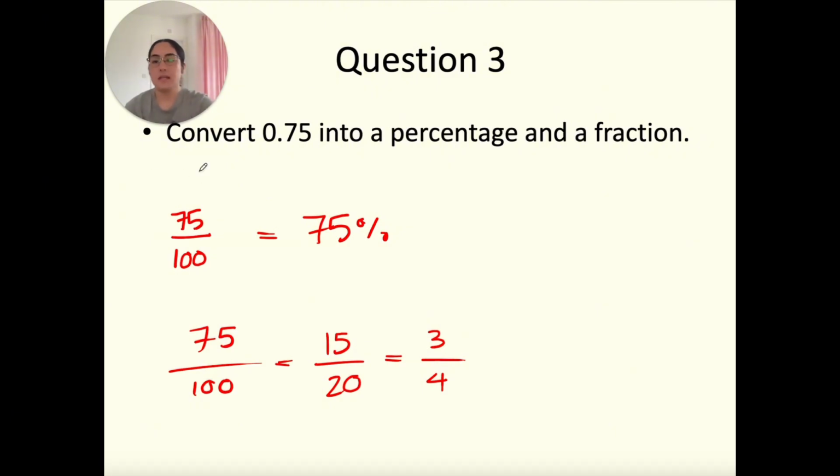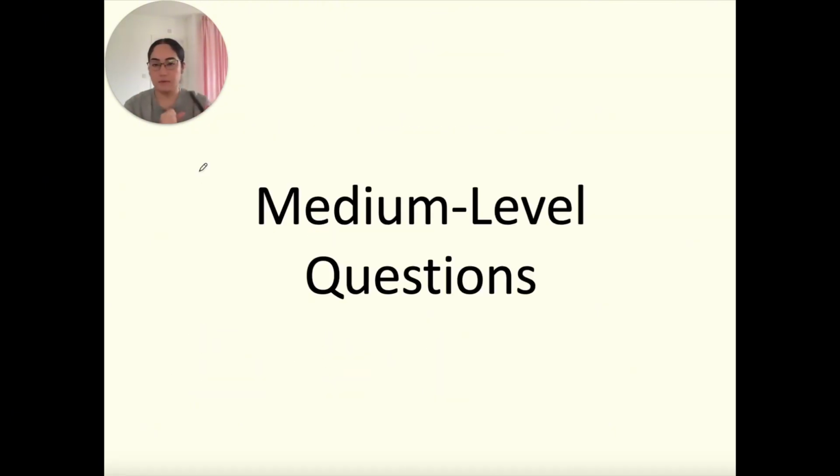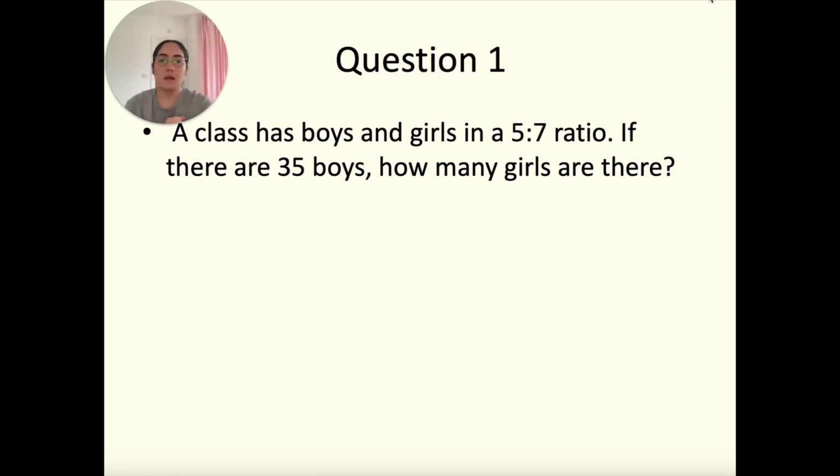Right, let's go to the next question. Now, let's look at a medium level type of questions from past papers. A class has boys and girls in the ratio of 5 to 7. If there are 35 boys, how many girls are there? Okay, so the ratio of boys to girls is 5 to 7. We have 35 boys. What is the number of girls?